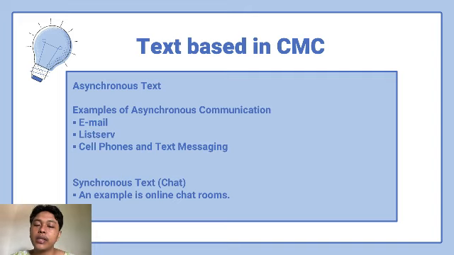Cell phone and text messaging are examples of asynchronous communication in the form of short messages. The next one is synchronous text. Synchronous text is where messages are exchanged in text form but in real time. An example is online chat rooms. Some students tend to be active in communicating through synchronous text.